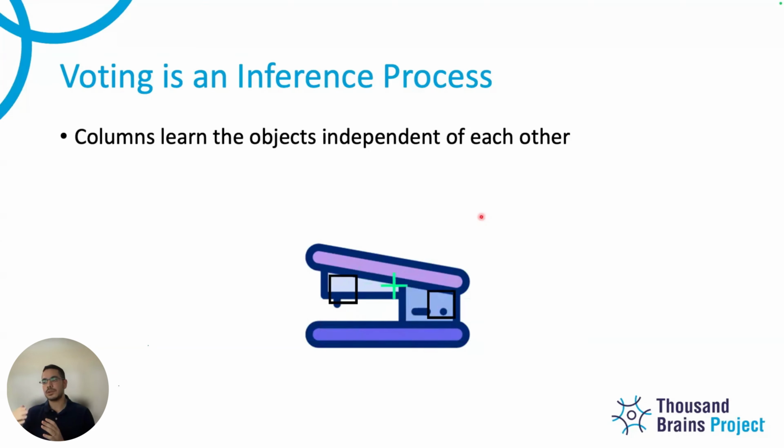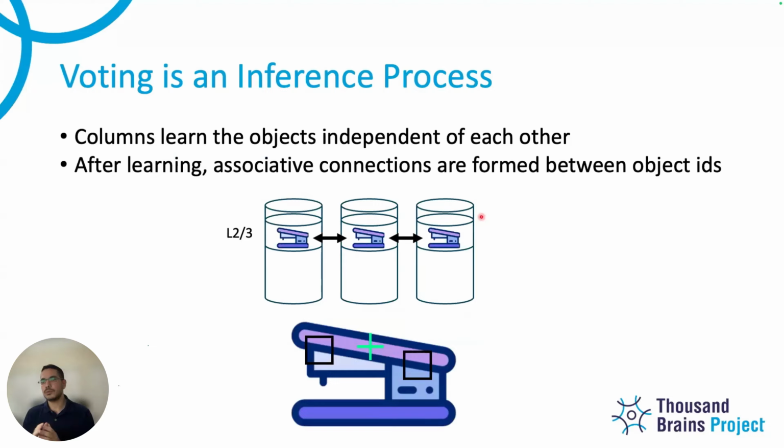After we're done with learning, we would start associating these object IDs in layer 2 and 3 between the columns. I'm only talking here about voting on object IDs, but the way to think about this is that this is an association between the final object IDs after learning, because now they're stable, and then we can start forming the associative connections between them.